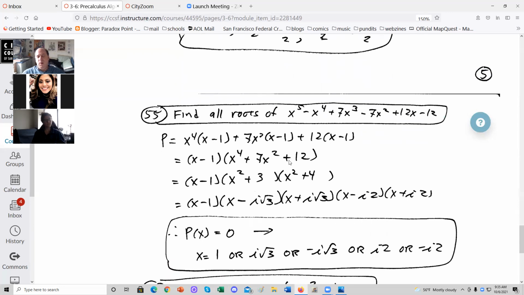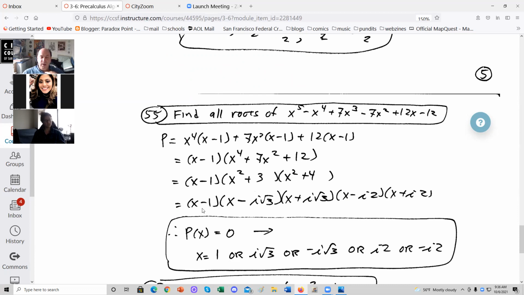Now this is a quadratic in x squared, and we need 2 numbers whose sum is 7 and whose product is 12. 3 and 4 work. So x to the 4th plus 7x squared plus 12 factors into x squared plus 3 times x squared plus 4. And all that, remember, is still times x minus 1. Now, x squared plus 4 is x squared plus 2 squared. That factors into x minus I2 times x plus I2. x squared plus 3 is x squared plus √3 squared, and that factors into x minus I √3 times x plus I √3.